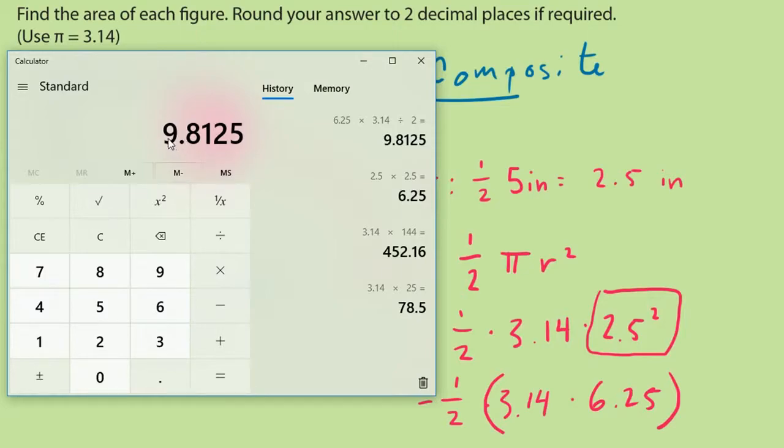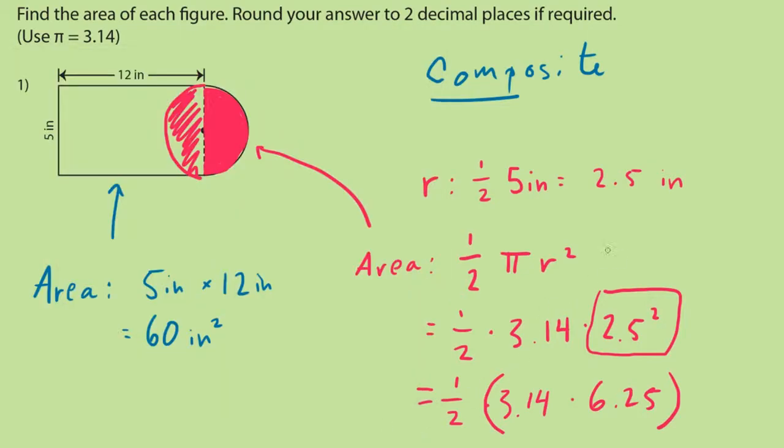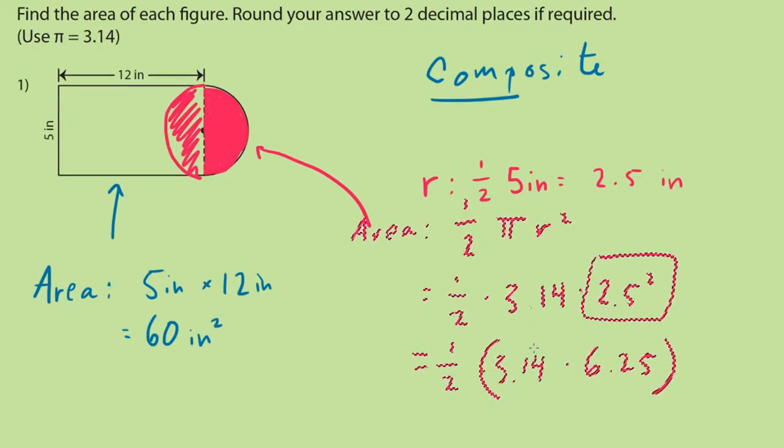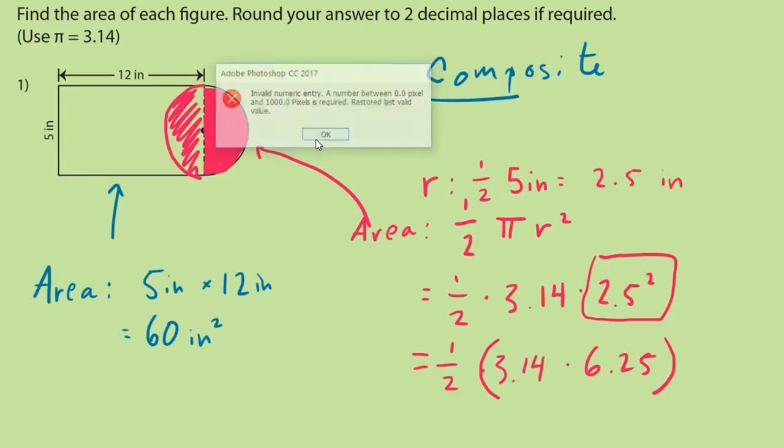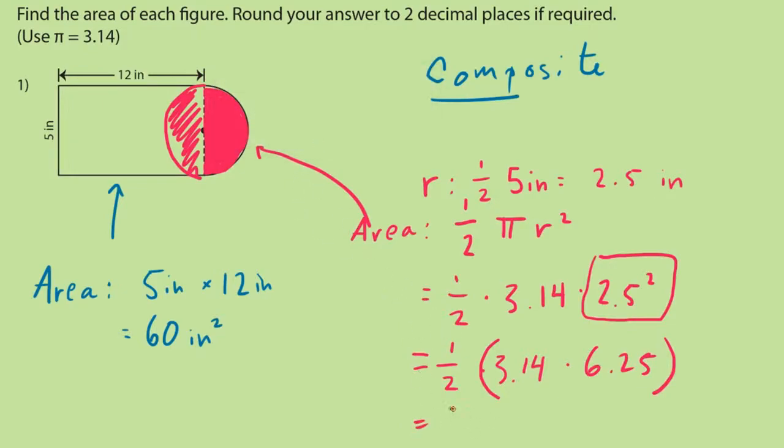I'm going to start off by calculating this portion right here, the 2.5 squared. So I'll get my handy dandy calculator. I've got 2.5 times 2.5. That's equal to 6.25. So let's write that down. I've got 6.25 over here. So this is equal to 1/2.